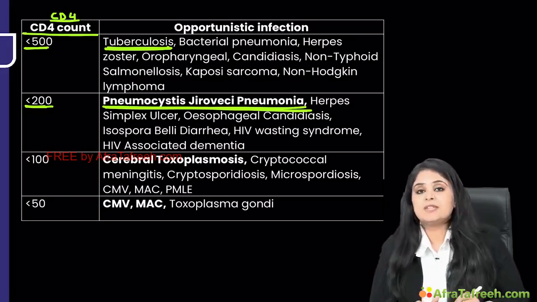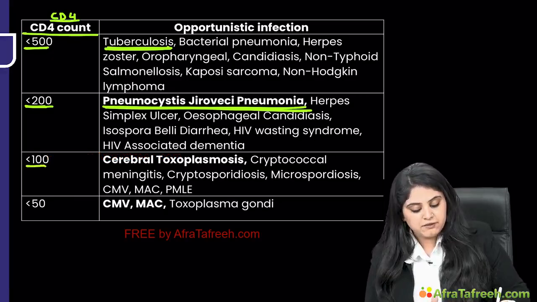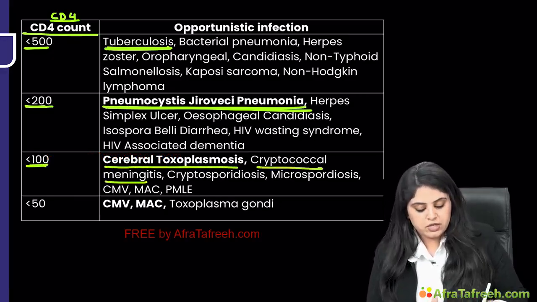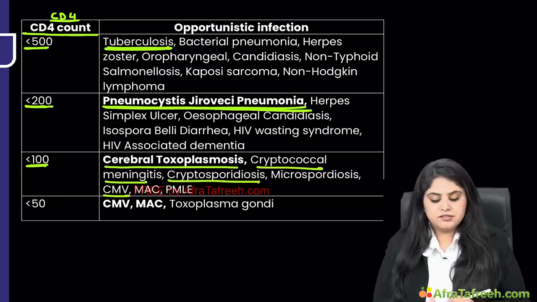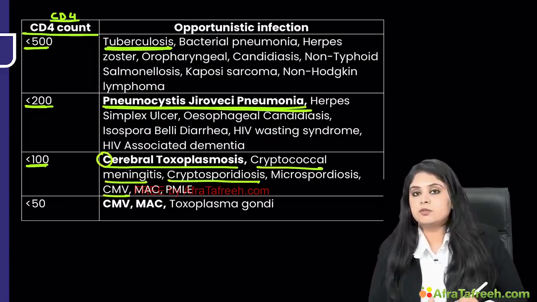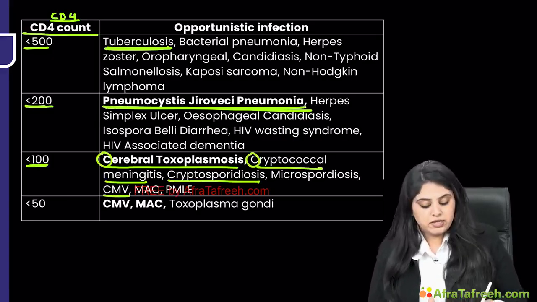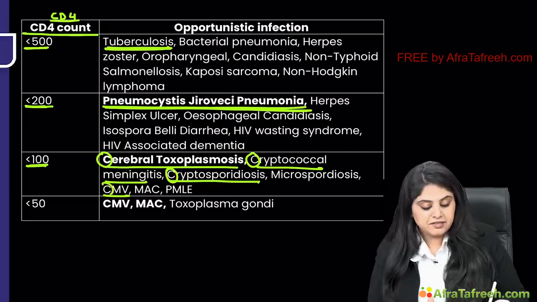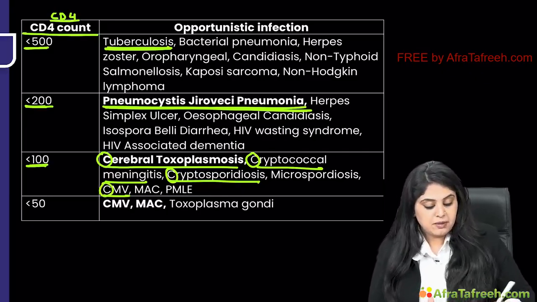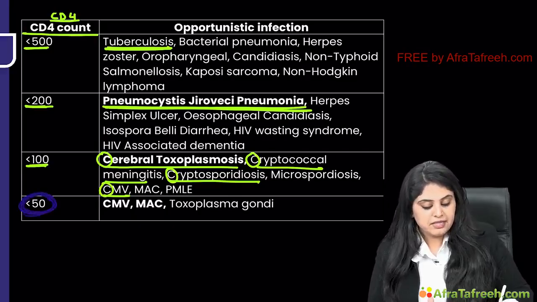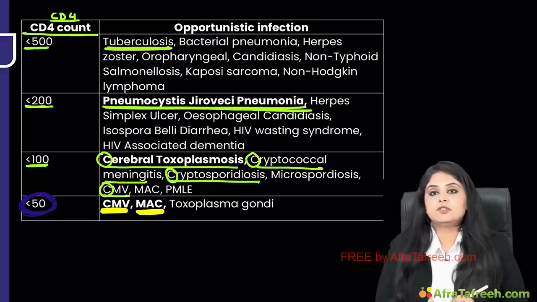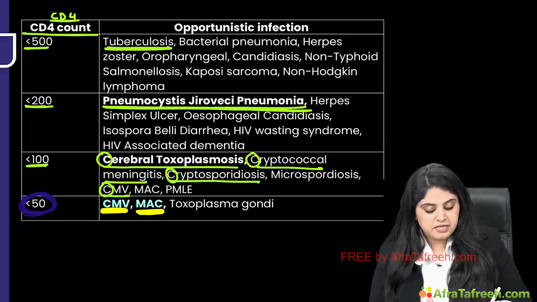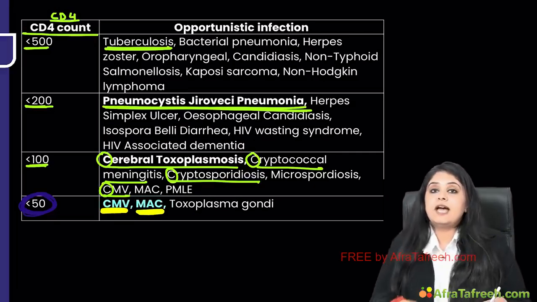In less than 100, they have to ask you about cerebral toxoplasmosis, cryptococcal meningitis, cryptosporidiosis, even CMV can be seen. So, sorry, CCC things are coming. What did I say? Cerebral toxoplasmosis, cryptococcal meningitis, cryptosporidiosis, and CMV can also be there. But please remember, less than 50, CMV chorioretinitis and MAC infections are the most common. Repeating, less than 50, CMV chorioretinitis and MAC infection.